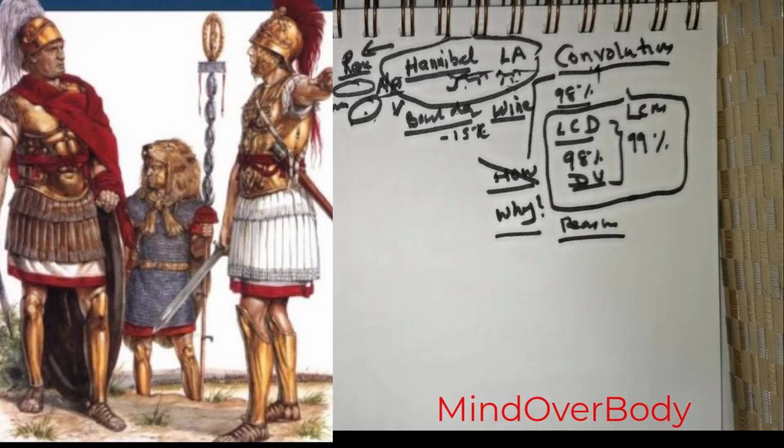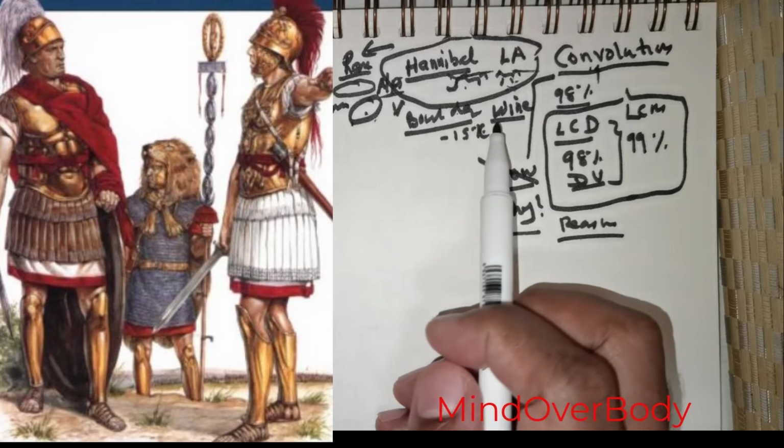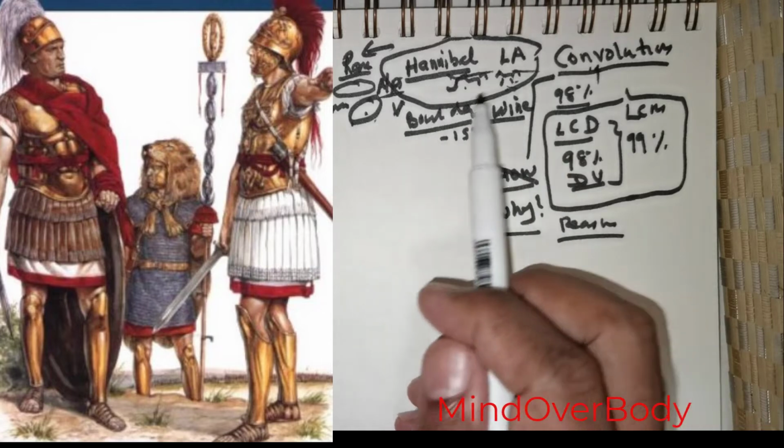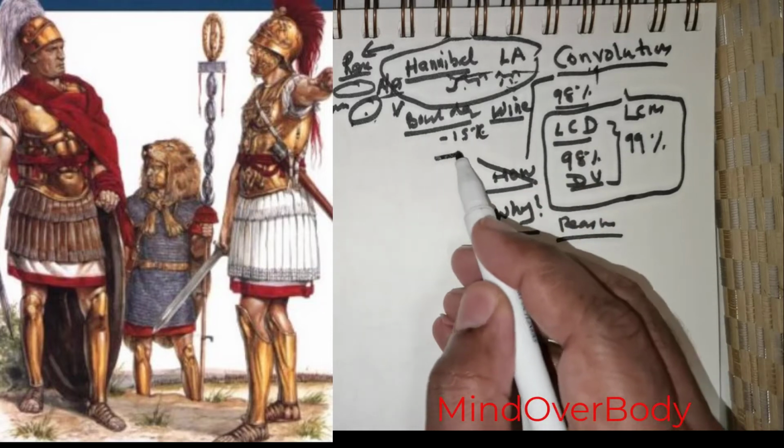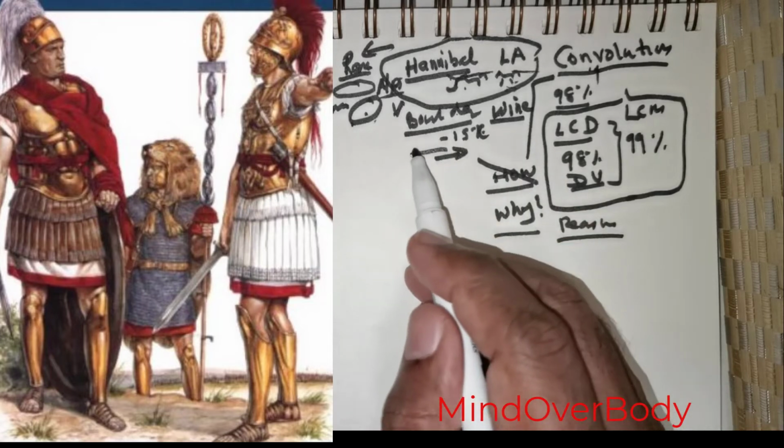This is not according to me. This is according to studies. I'm just merely quoting the research. And Hannibal knows this, so he tells his soldiers, look, we cannot have this army standing here, and we cannot go back. No retreat. There's no turning back. We have to go forward.